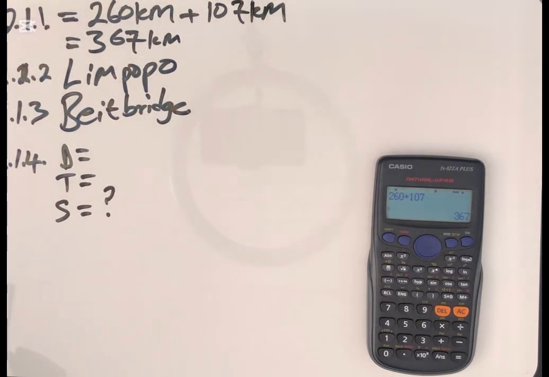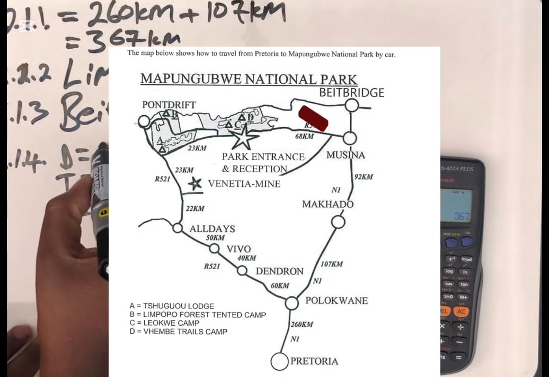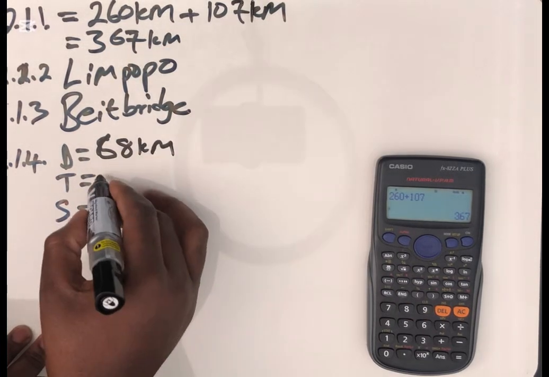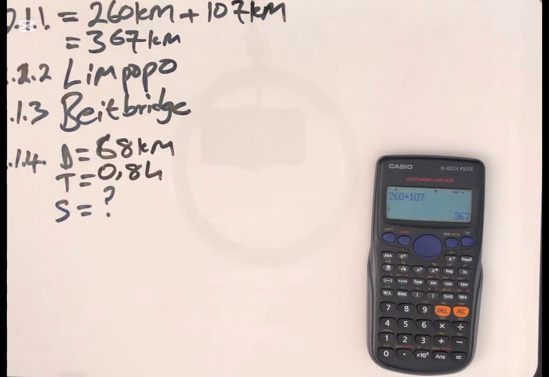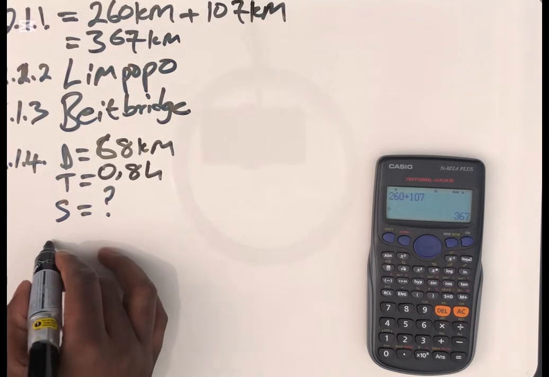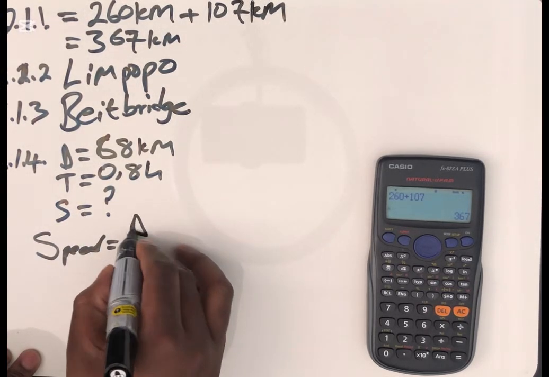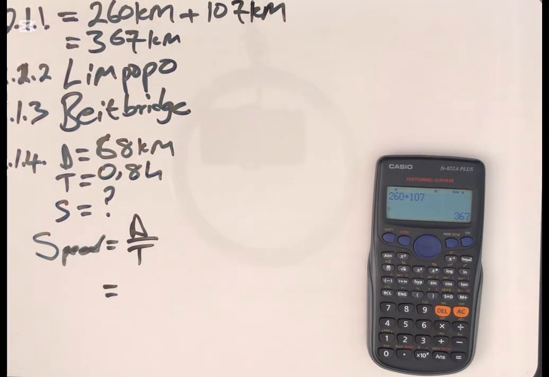Don't forget, the distance is the distance from Messina to the park. If you check here, it is 68 kilometers. The time given is 0.8 hours. The equation: speed is equal to distance over time. You just have to make sure that your distance is in kilometers. In this case, the distance is already in kilometers.